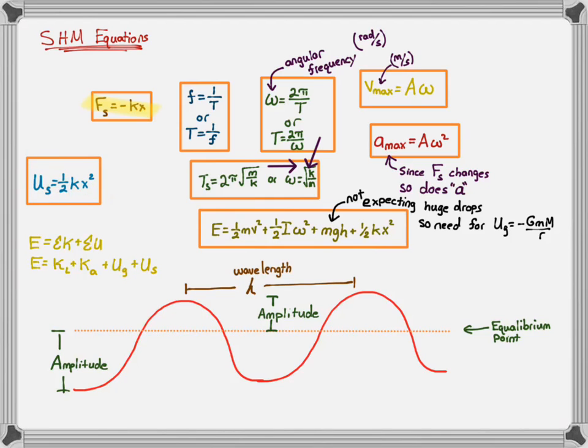Okay, so these yellow markers you see on the screen are pointing out the equations that are actually on your AP equation sheet. Your AP equation sheet does have the force of a spring, it does have the potential energy of a spring, it does have the relationship between period and frequency, it does have the period is equal to 2 pi over the angular frequency, and it also does have the spring period is equal to 2 pi the square root of m over k.